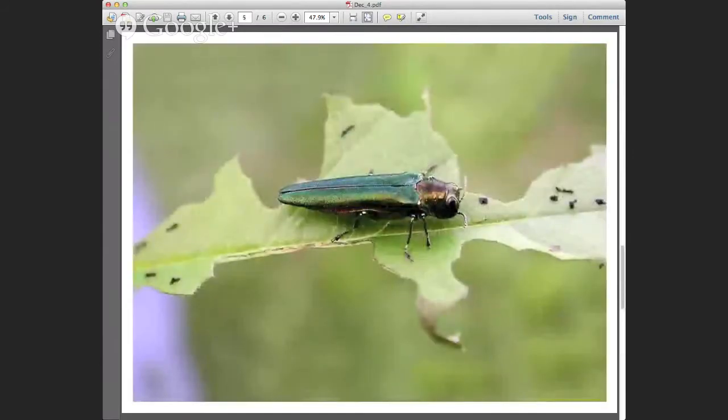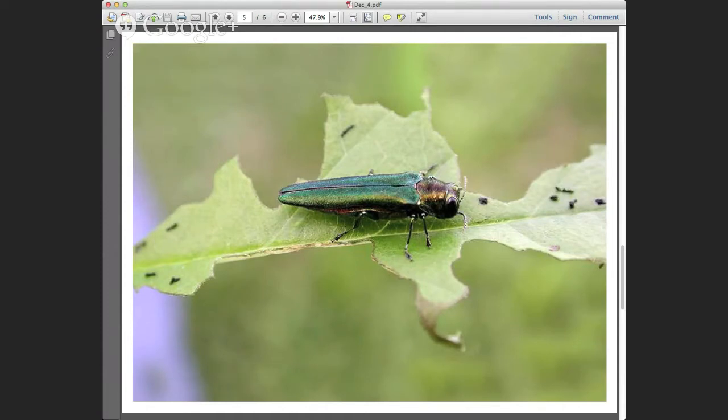Okay, here's the adult. This is the adult emerald ash borer. It is actually a beetle, and it's a very pretty beetle. It's green metallic, about a half inch long. So if you put it on a penny, it'll cover about 3/4 of it. If you put it on a dime, it's just about that length exactly.